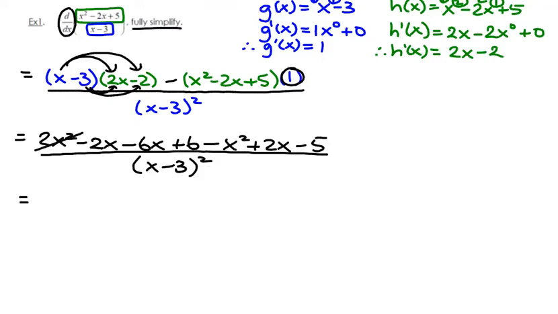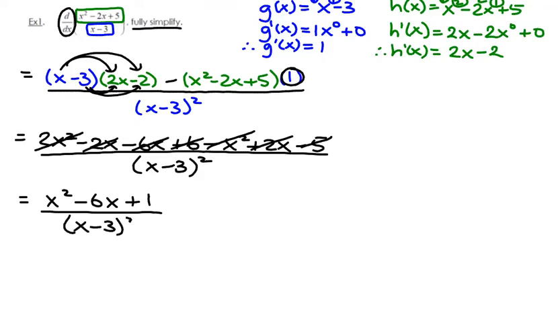You have a 2x squared and an x squared subtracting, so I'm going to get 1x squared. This negative 2x and that positive 2x are going to make a 0x, but I still have a negative 6x. And now that I've used it, the only thing left is the positive 6 and the negative 5, which makes a positive 1. Okay, so I've used up everything, and now I have x minus 3 squared on the bottom. We always want to take a look at the numerator and say, okay, can this actually be factored?